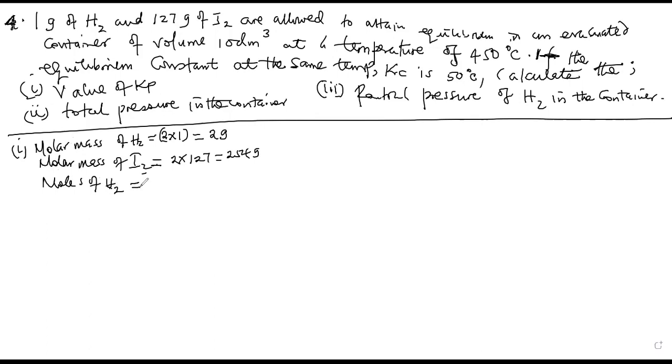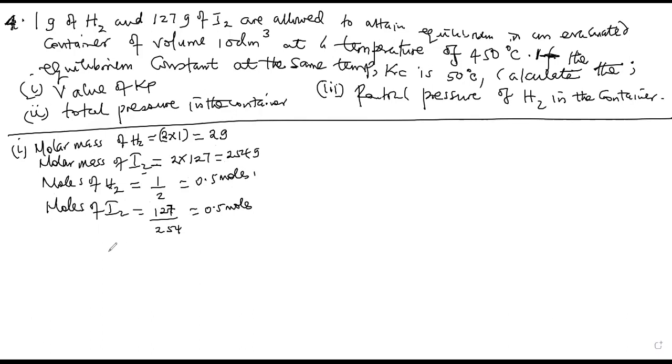Moles of hydrogen will be equal to mass over molecular mass, which is 0.5. Moles of iodine will be equal to 127 over the molar mass, 254. It will give you 0.5 moles still.